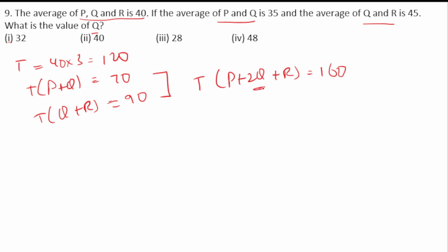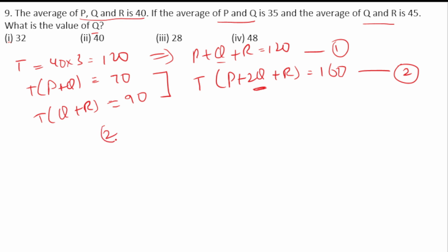So here if you see, there are two Qs. In the second equation, we have Q two times, and in this equation, P plus Q plus R is equal to 120, we have Q one time. So this is the first equation. If we subtract these two equations, second equation minus first equation, we will get the Q value. Here Q value is 160 minus 120. It is 40. It is the second option. Next one.